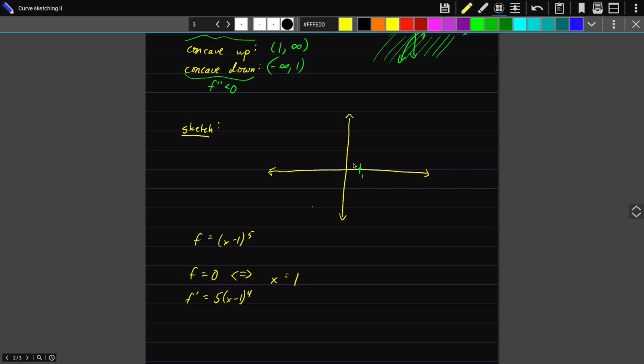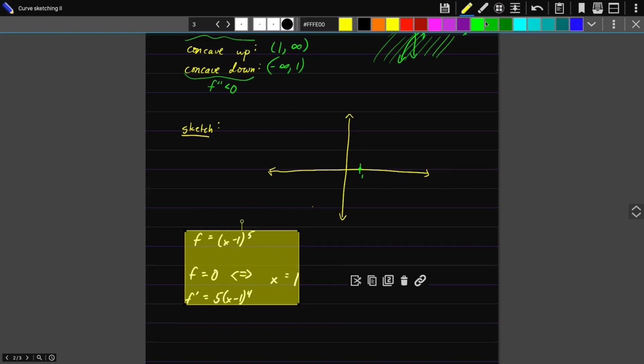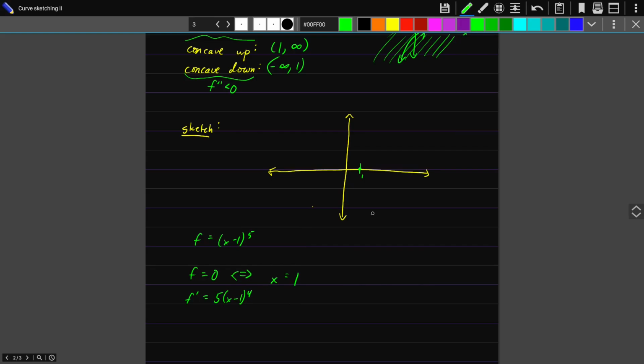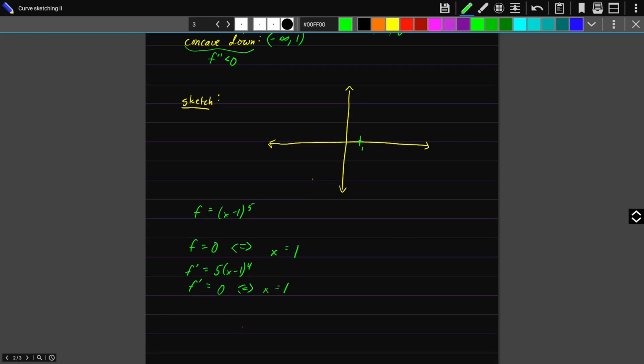I've gone off my color scheme here. Let me fix that. Okay, so f prime is 5 times x minus 1 to the fourth. So f prime equals 0 if and only if x equals 1. So I can draw a sign chart for all of my functions together. So I'll just do that. It looks like the only point where something interesting happens is at x equals 1. And so I'll just draw the sign chart for f prime and f double prime.